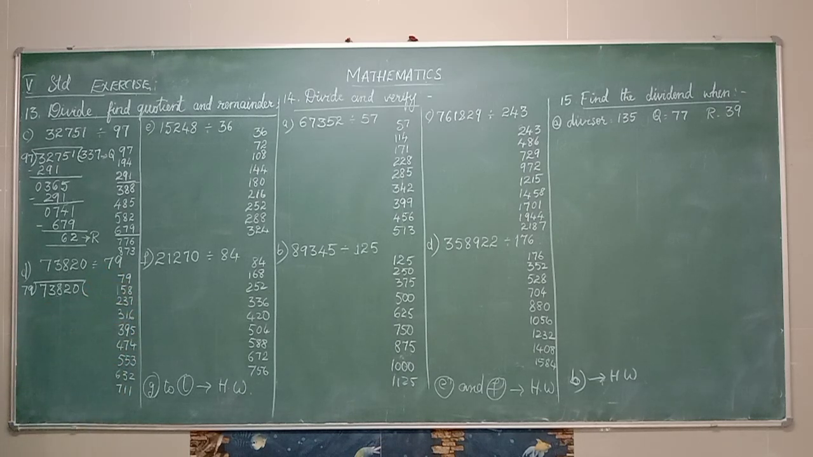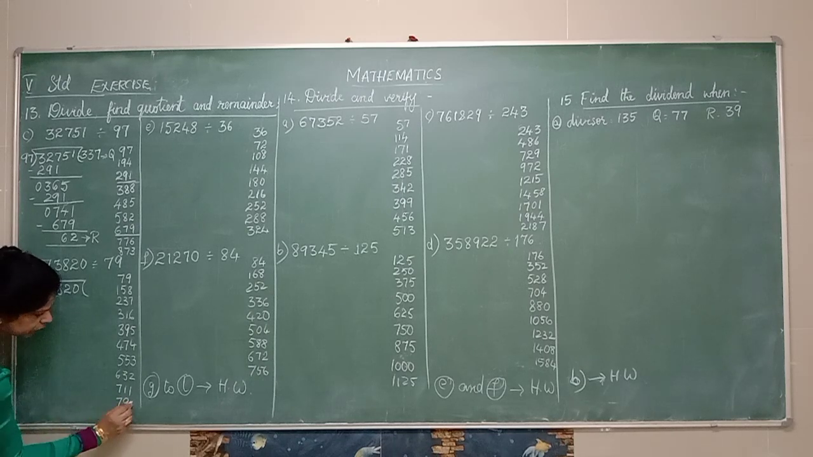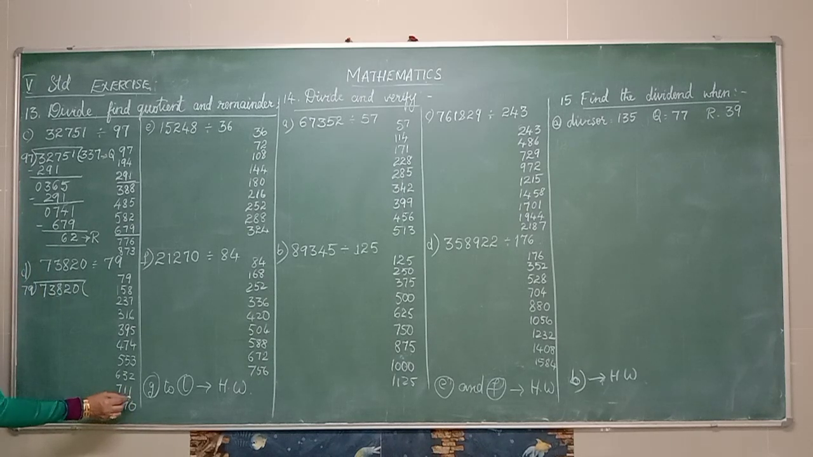Where does 738 come? Between 711 and 790, isn't it? Between 711 and 790, 738 comes. So you should see now 711. What's the number here? 1, 2, 3, 4, 5, 6, 7, 8, 9. So 9s are 711.